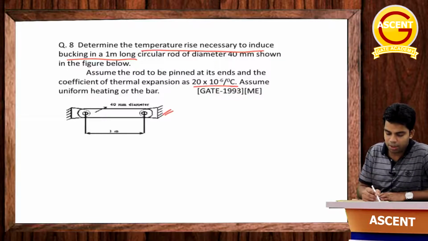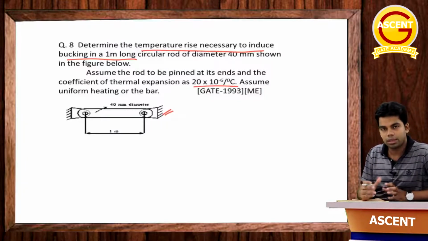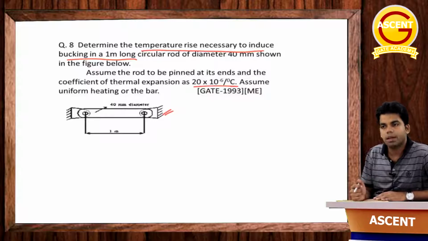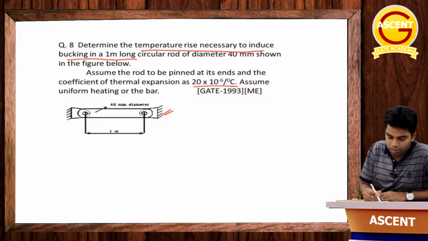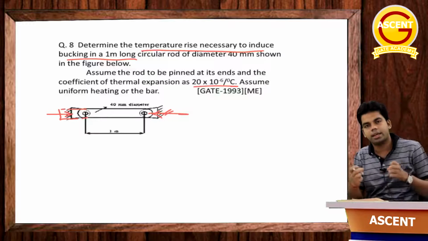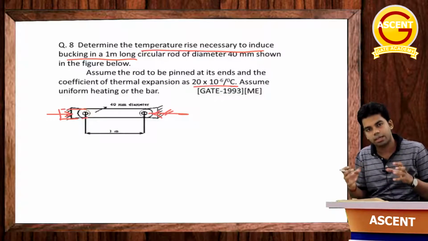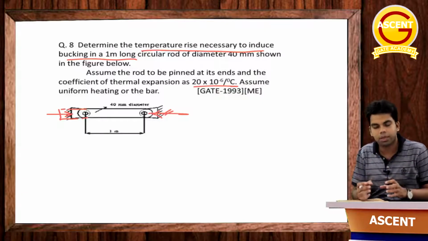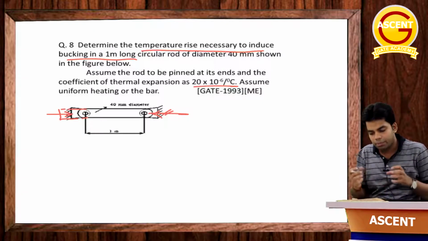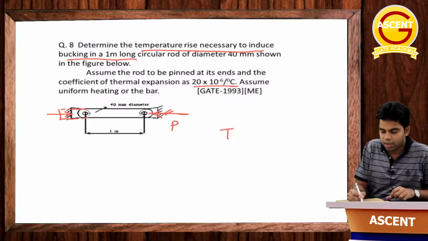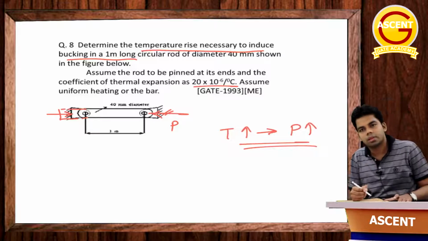Obviously, if we are increasing the temperature, this will tend to increase in length. Its length will try to increase, but because both ends are holding that steel rod, there will be a compressive load. And that compressive load will keep on increasing. As the value of temperature increases, the value of this compressive load will increase.